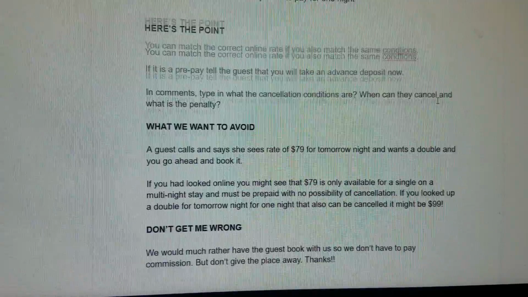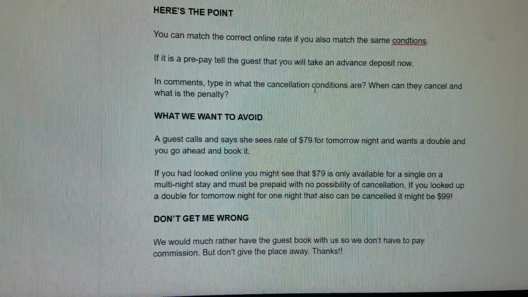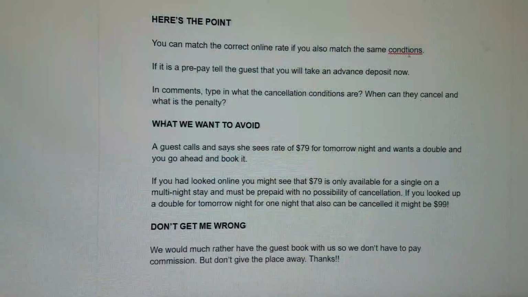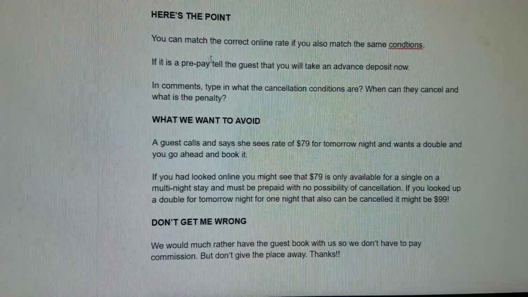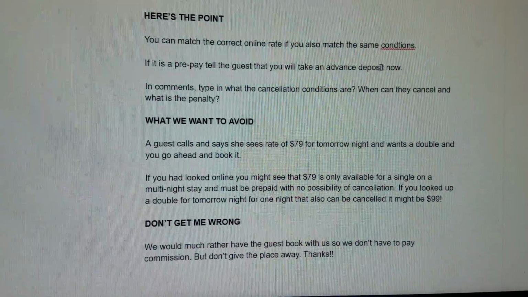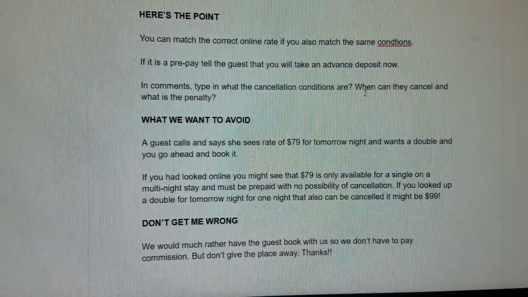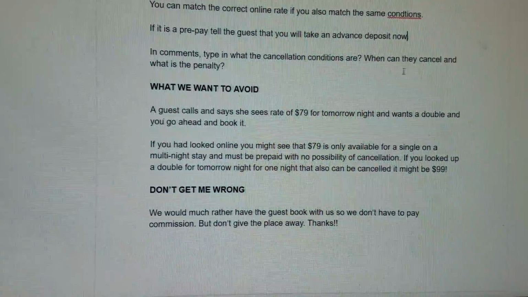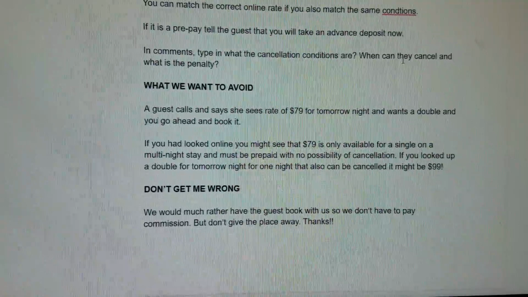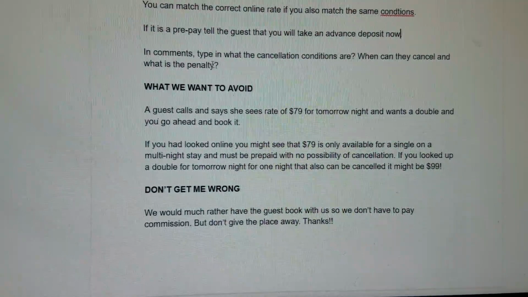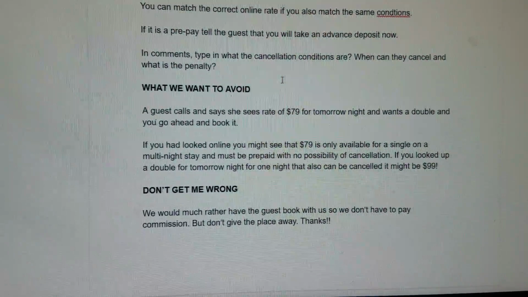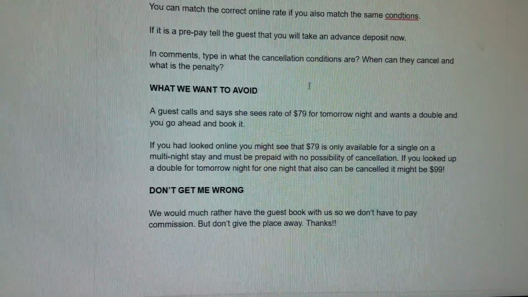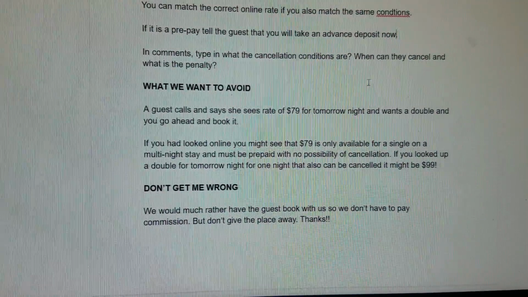So here's the point. You can match the correct online rate with what they see if you also match the same room type and the same terms and conditions. If it's a prepaid, tell the guests that you will take an advance deposit now, just like they would have to pay if they were doing it on that site. And in the comments, type in what the cancellation conditions are. Can they cancel? And if so, how soon? How far in advance? And if they don't, what is the penalty? Just type that right in the comments. Just say no cancellation allowed, or cancellation must be 3 days in advance, or else they have to pay for the first night. Blah blah blah.